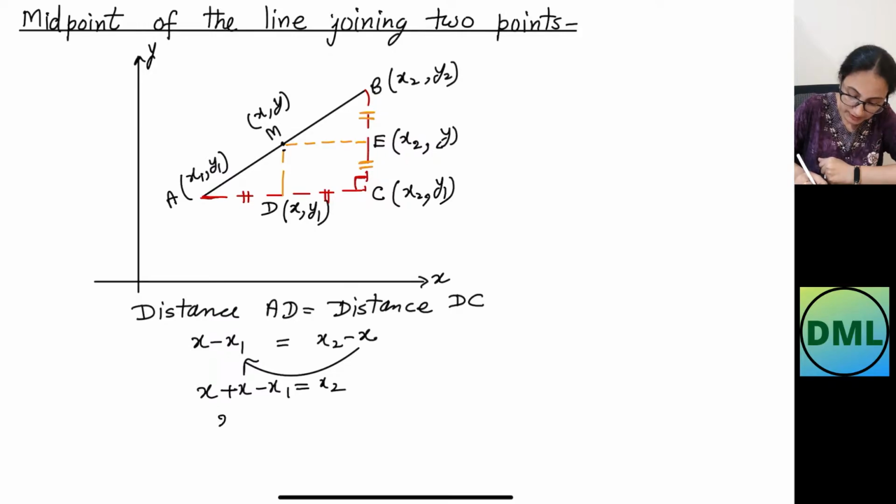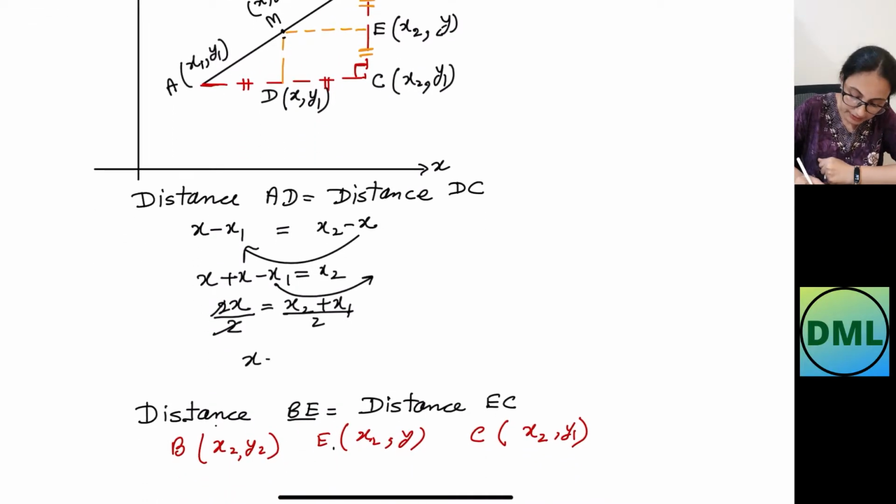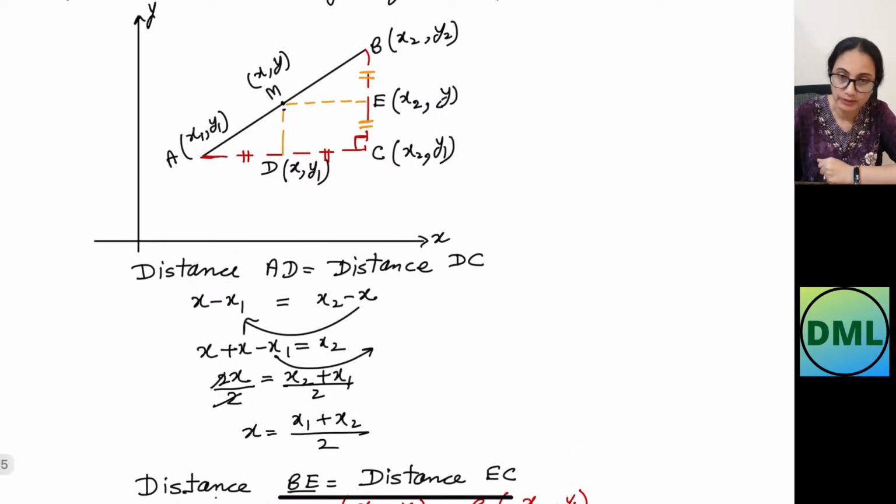So x plus x is 2x. Now I'm going to move this x1 to the right hand side. 2x is equal to x2 plus x1. Now divide both sides by 2. So 2 will get cancelled with 2 and my answer will be x is equal to (x1 plus x2) by 2. Now in the same way, E is also the midpoint of BC.